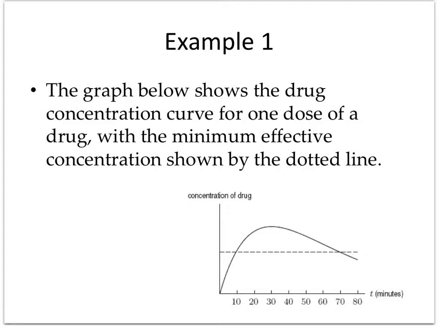You can see that graph for one dose of a drug, with a minimum effective concentration shown by this dotted line. In other words, once you get below this line, you're below the minimum effective concentration.